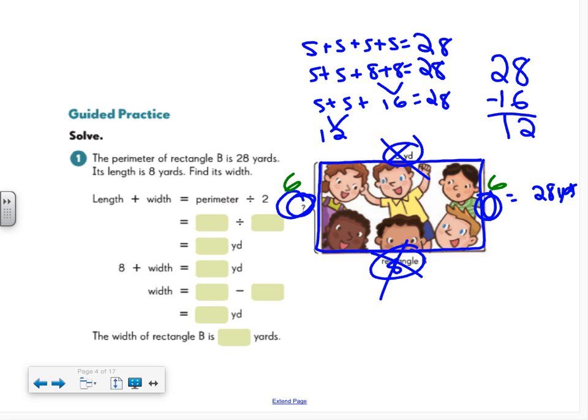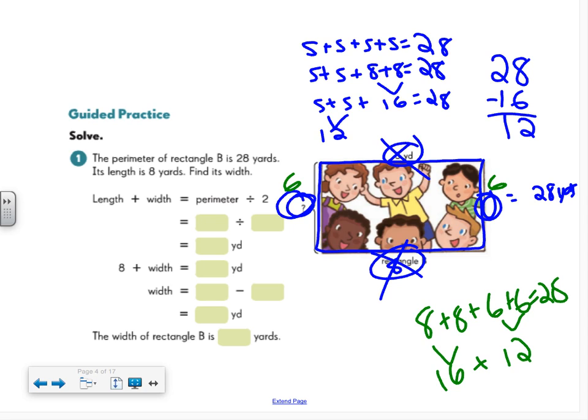Again, I'm going to check. I'm going to say, well, I have 8 plus 8 plus 6 plus 6, and I'm hoping that it's 28. 8 plus 8 is 16, 6 plus 6 is 12, and 16 plus 12 is 28, so that one checks out. Okay, let's try another one.